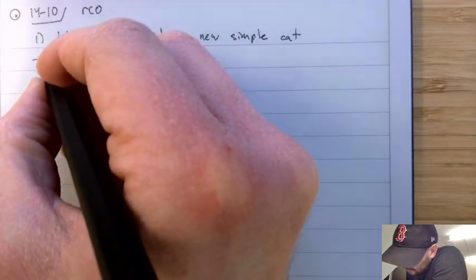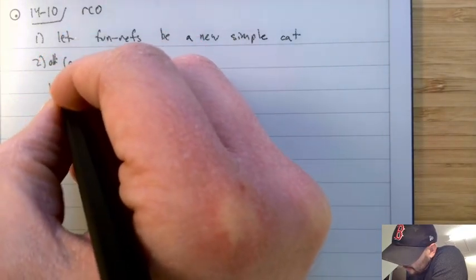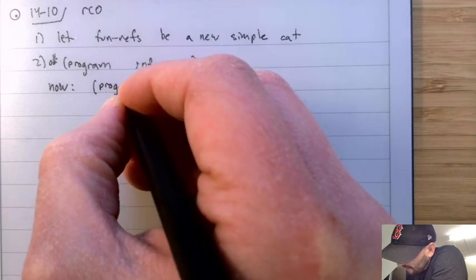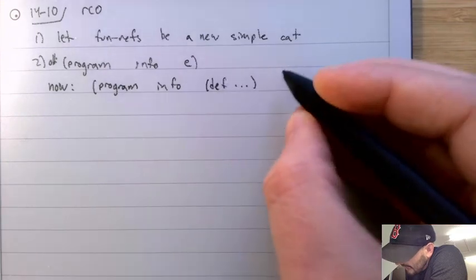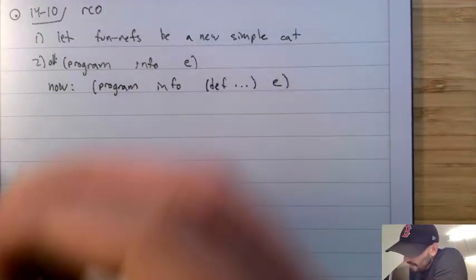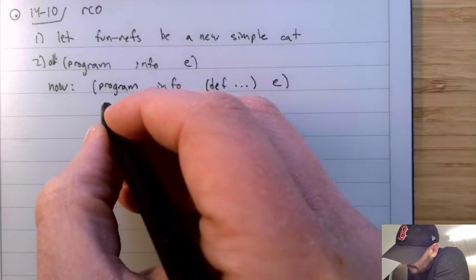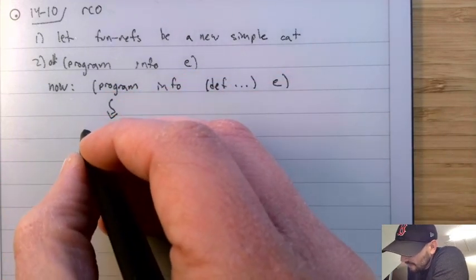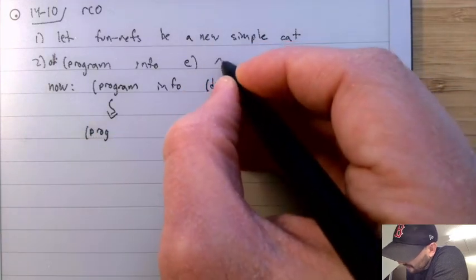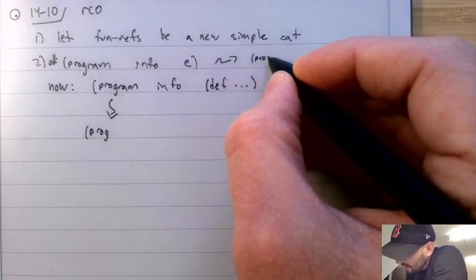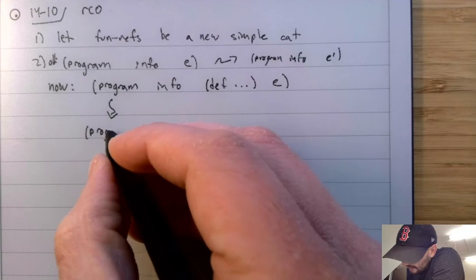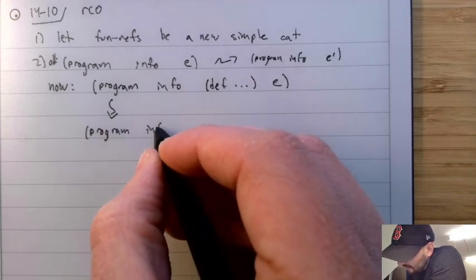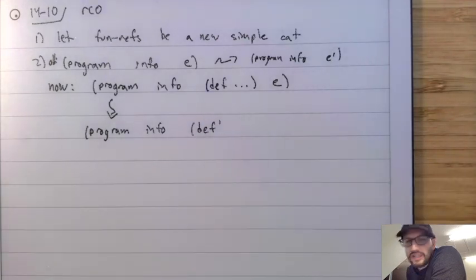But now, this is old, but now what we do is we have a program and it has some info and then it has some sequence of definitions and then it has an expression. Well, what we're going to have to do is change that into a program with some info, and then we modify that expression to E prime. Well, here what we're going to do is we're going to have that info, and we're going to modify the definition, each definition. So we're going to go through each definition and do the RCO pass on it.